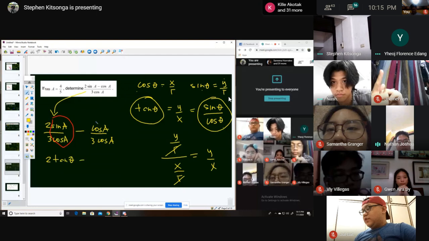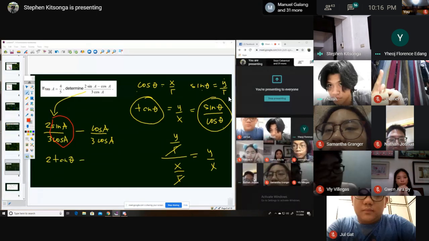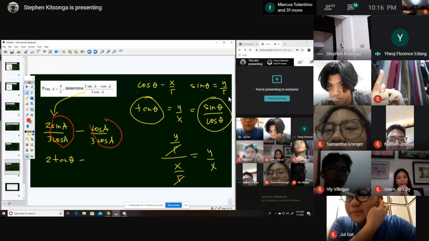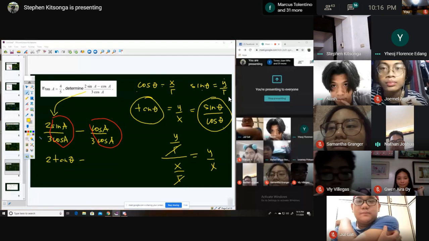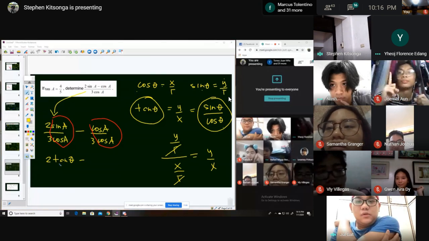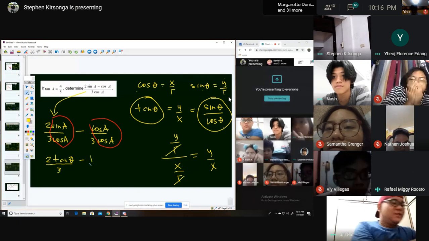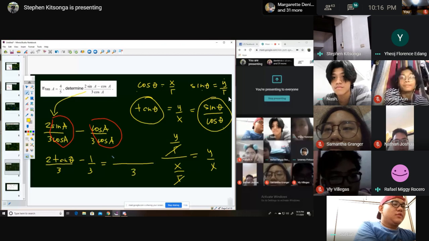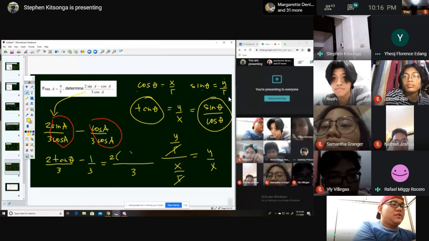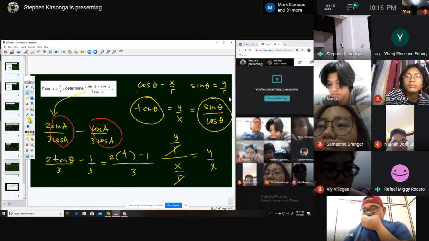Tangent. And guys, what will happen to this cosine over cosine? It will cancel. That's why this is just 2 tan, over 3, and this is 1/3. So you have the same denominator 3. Tangent is above minus 1. And you're already given the tangent, which is 4 fifths.